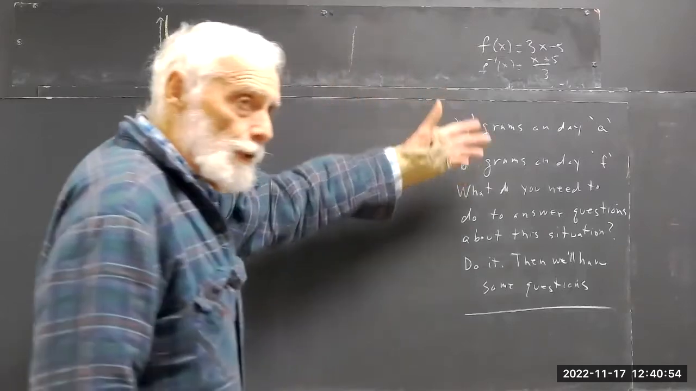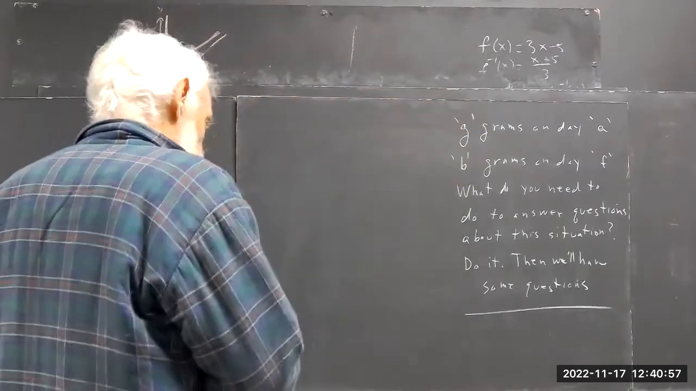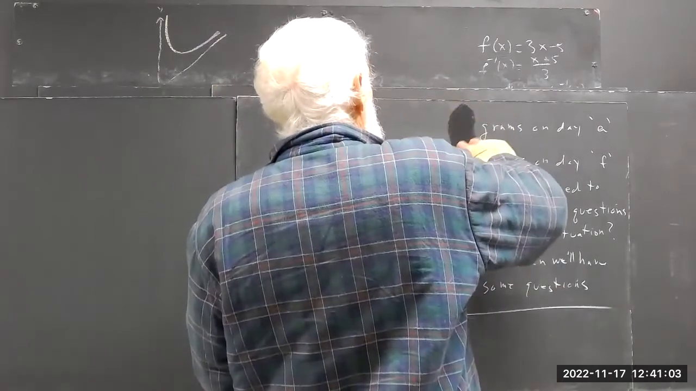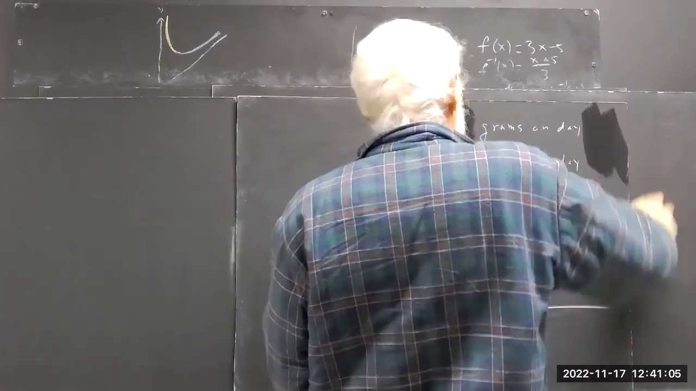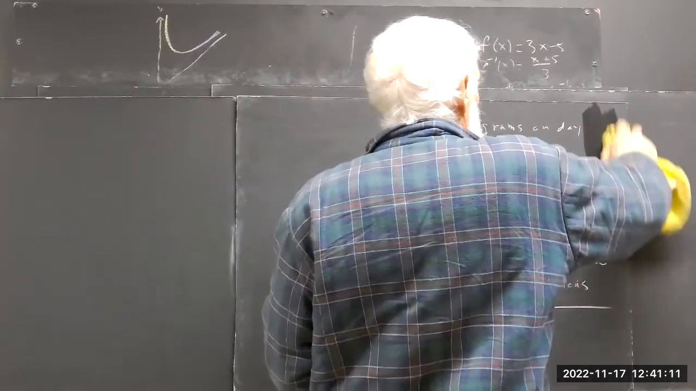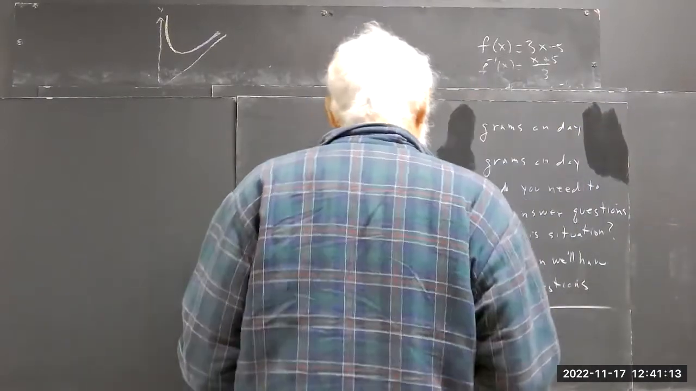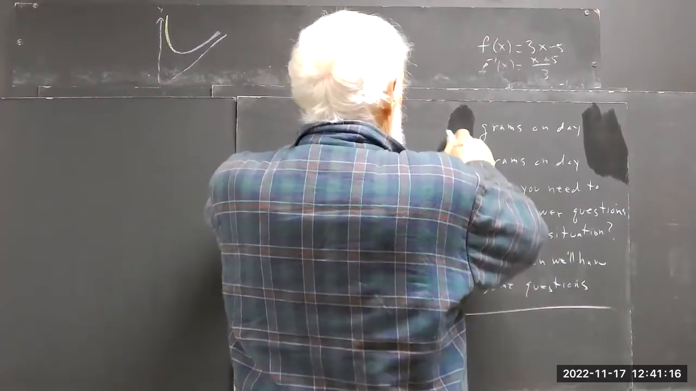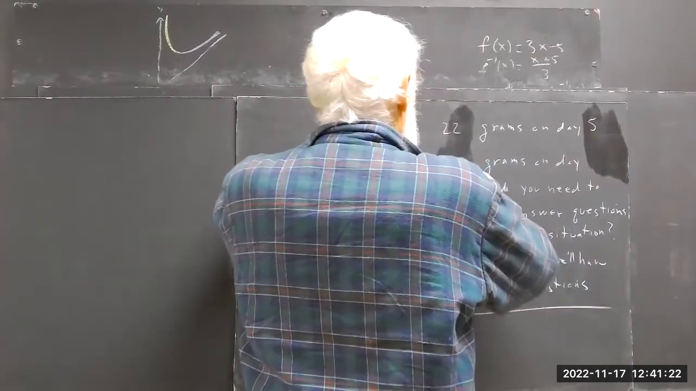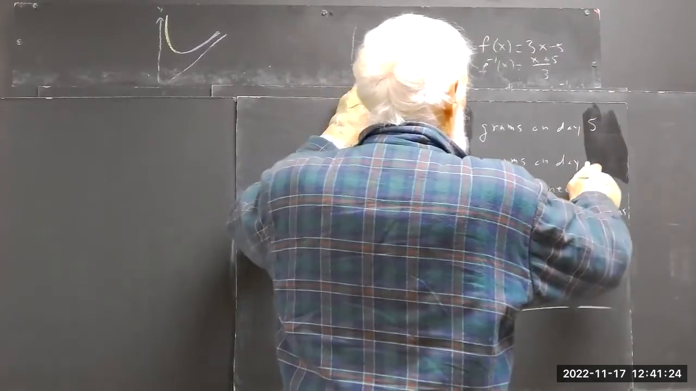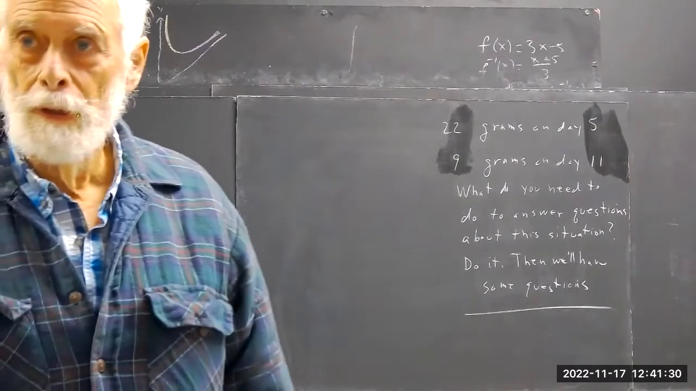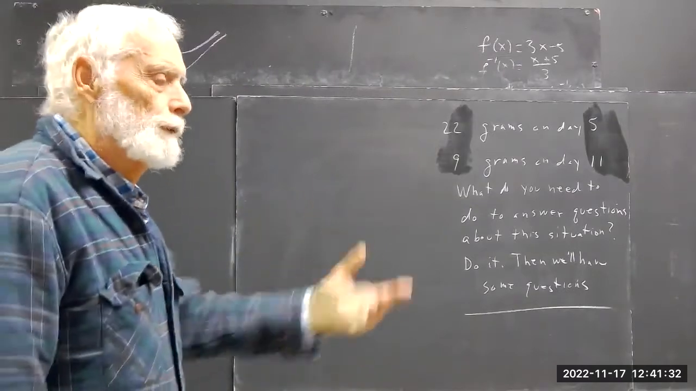Okay, so everybody did pretty well here. So let's, first of all, replace these variables by actual numbers. And let's say we've got 22 grams on day 5 and 9 grams on day 11. Okay, again, this is the familiar radioactive decay.